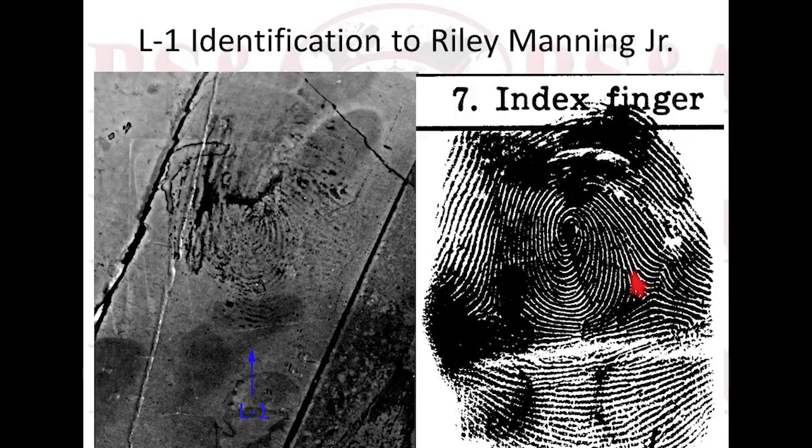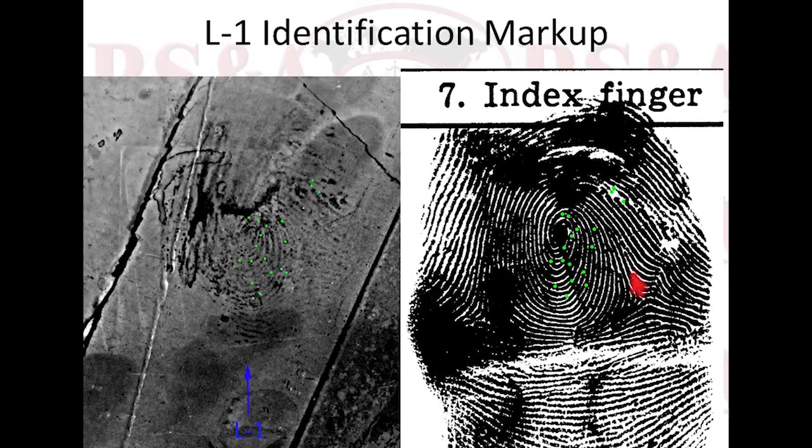So we were able to take the latent prints and compare them to Mr. Manning Jr.'s fingerprint cards. And here on screen you see the L1 impression side by side with the index finger, the left index finger of Riley Manning Jr. We did a comparison. On this next slide, you see my markup.